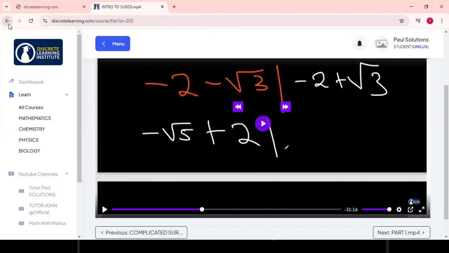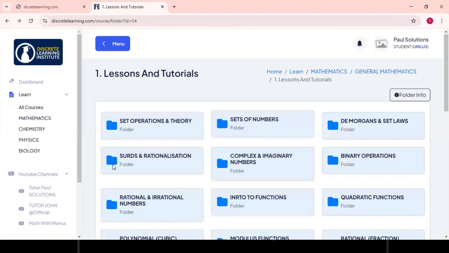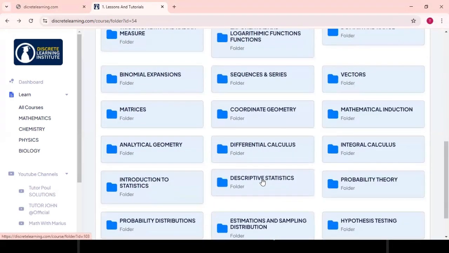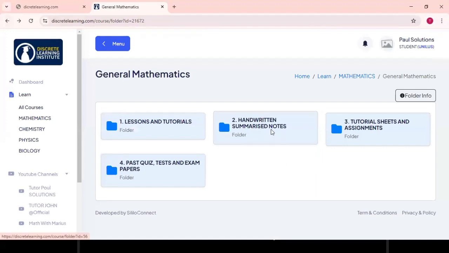All right, so that's it on the lessons and tutorials. The setup is the same in all these topics that you can see. So you just pick the topic that you want to learn, and then you'll be able to learn. All right, so after that, you can check out the handwritten notes.